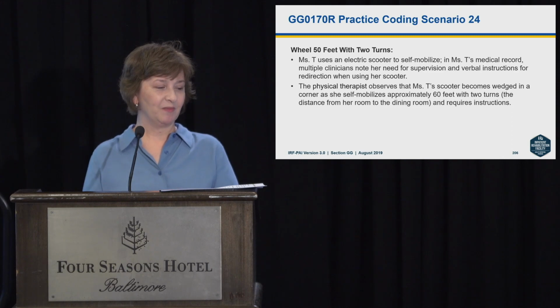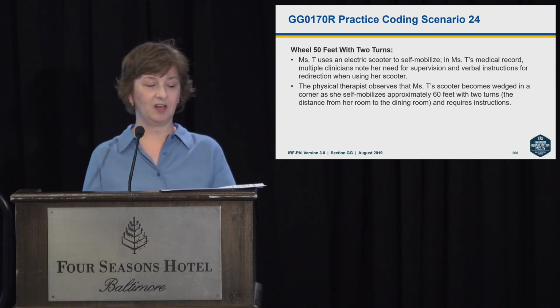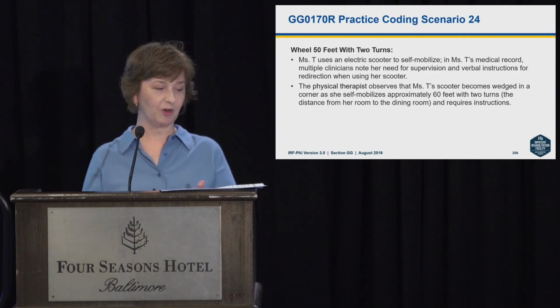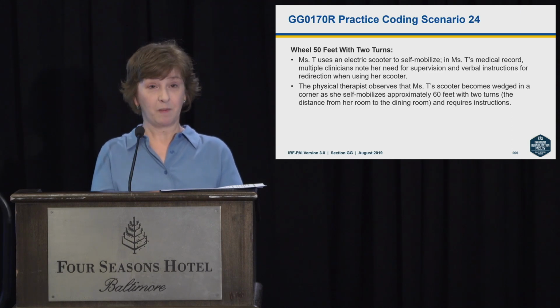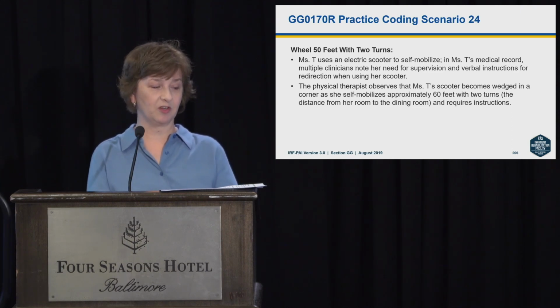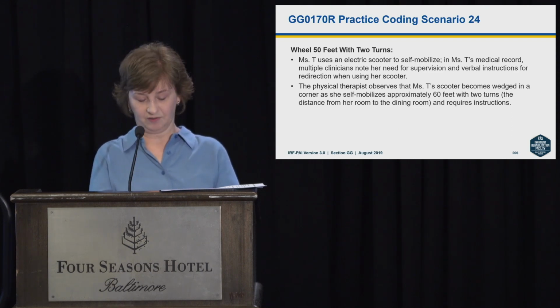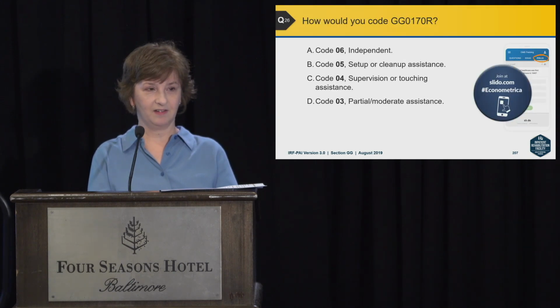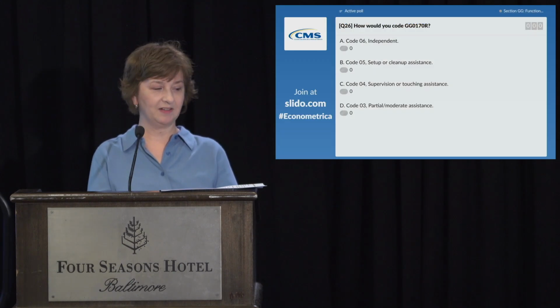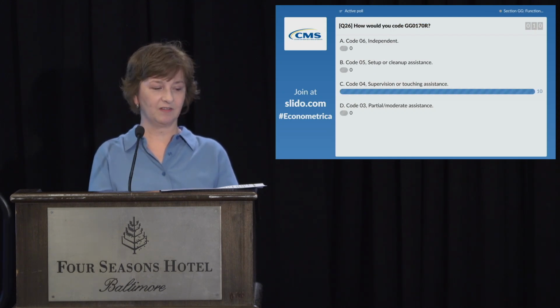We have an example here. Ms. T uses an electric scooter to self-mobilize. In Ms. T's medical record, multiple clinicians note that she needs supervision and verbal instructions to redirect her using her scooter, so she seems to have some trouble with it. The physical therapist observes that Ms. T's scooter becomes wedged in a corner as she self-mobilizes 60 feet with 2 turns and requires instructions. How would you code Ms. T? The options are 06, independent, 05, setup or cleanup assistance, 04, supervision or touching assistance, or 03, partial assistance.